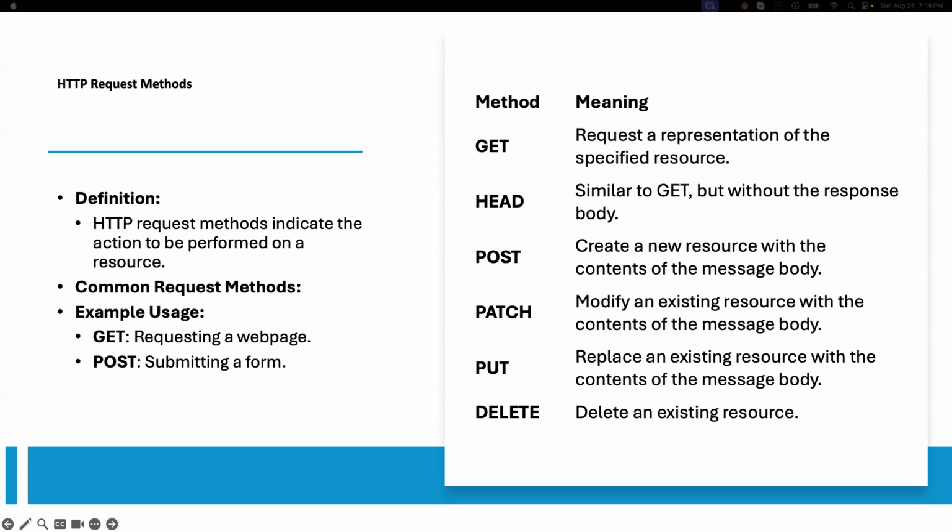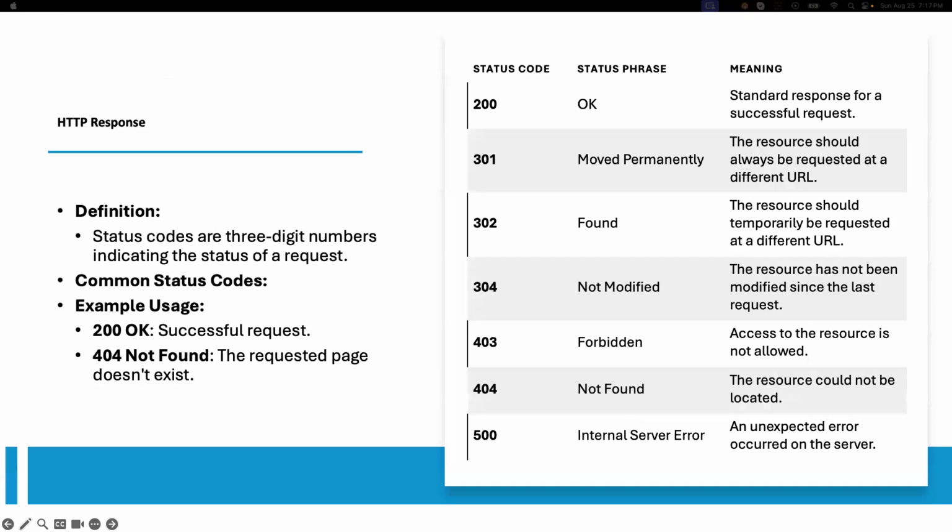Another important method is POST, which is used when submitting data to a server, such as when filling out and submitting a web form. POST requests create a new resource on the server based on the data provided in the message body. Other methods include HEAD, similar to GET, but it only requests the headers and not the body of the resource. PATCH is usually applied for partial modifications to a resource. PUT replaces the existing resource entirely with the data provided in the request. And DELETE, as the name suggests, deletes a specified resource. Understanding these methods is crucial for web development.